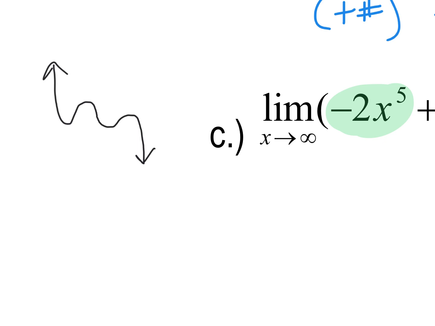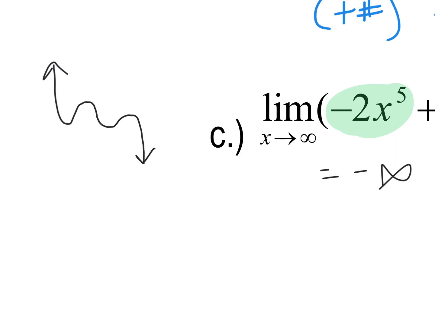But again, here, as x is approaching positive infinity, that means my left hand is up in the air, and my right hand is down. That means that the limit is negative infinity. What is your right hand, because x is getting bigger, doing? It's approaching negative infinity.